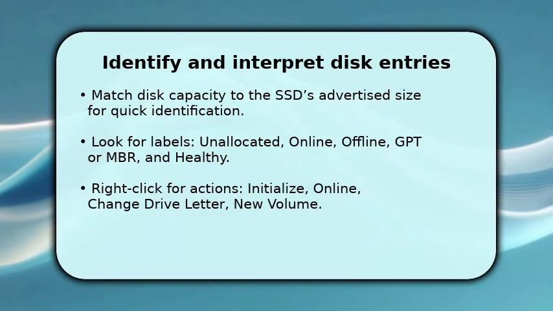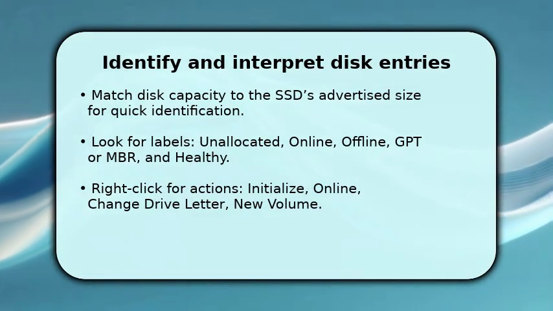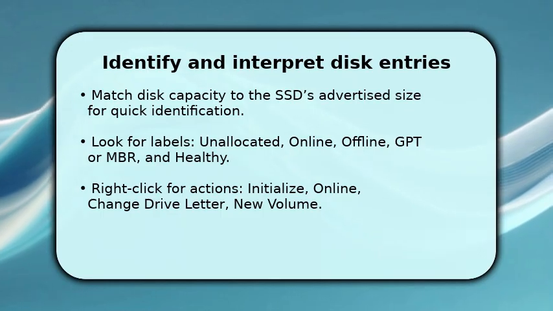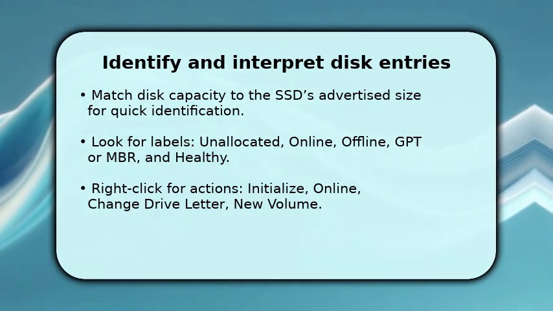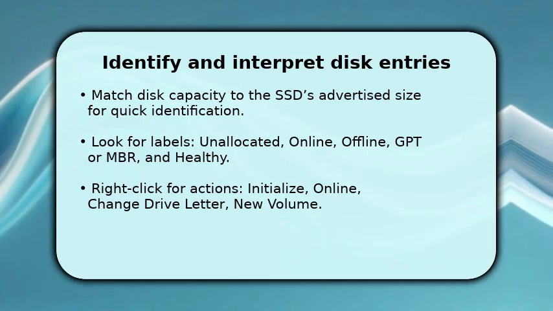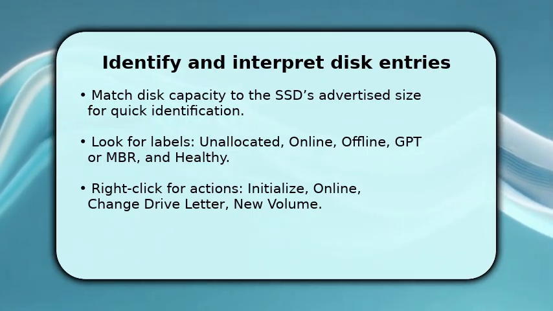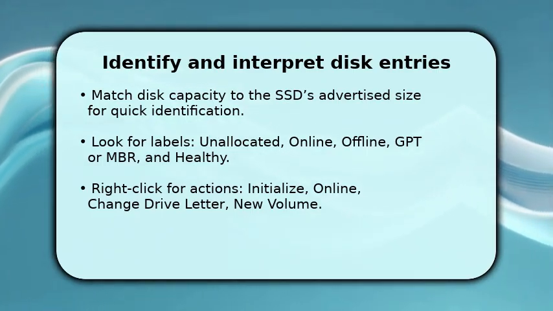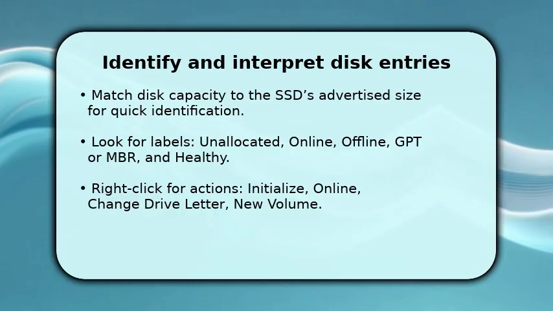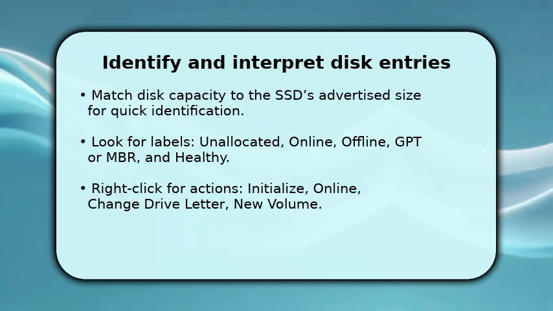Now focus on the disk entry that matches your SSD's capacity and connection type. That's how you know which physical device you're viewing. If the disk shows unallocated, it lacks partitions. If it's offline, right-click to bring it online. You'll also see partition layout and style, GPT versus MBR, which matters for booting and large drives.